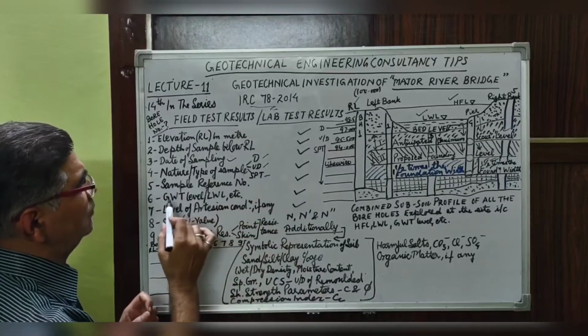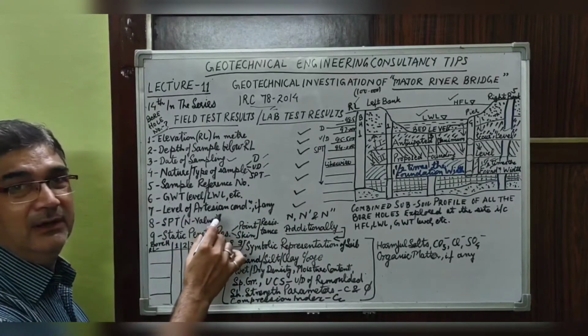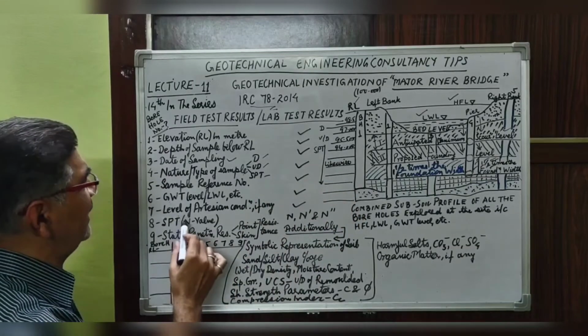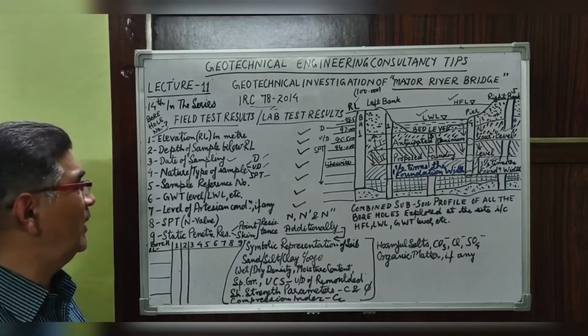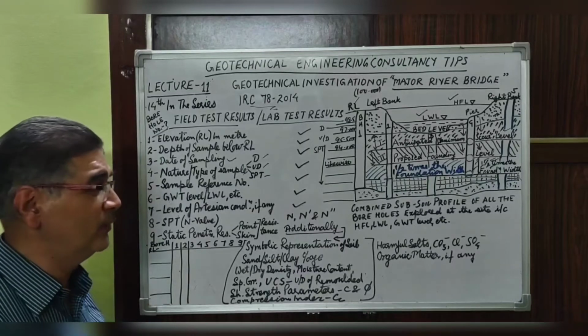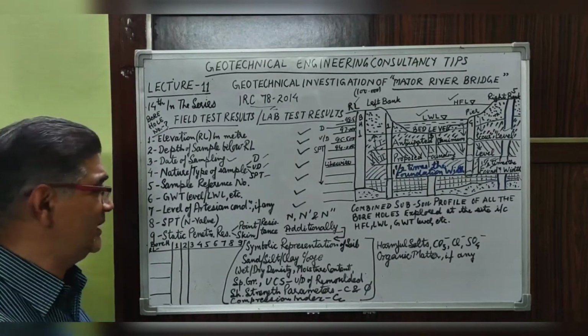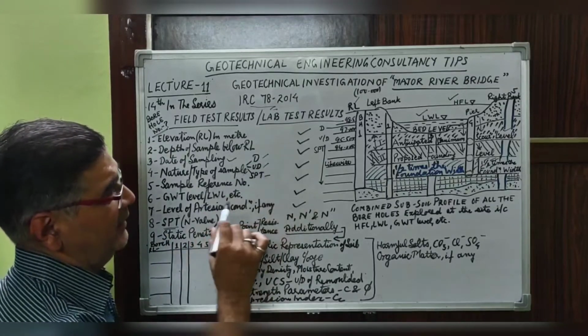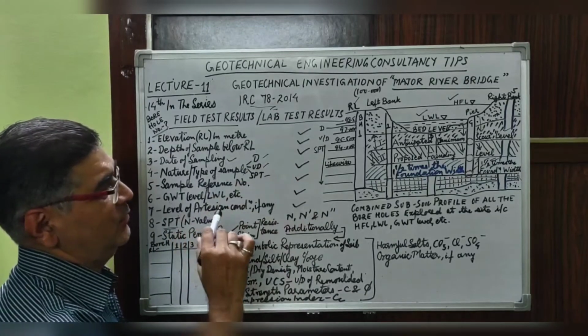Alongside this, we have to mention the groundwater table level as well in these boreholes, and we have to mention the level of artesian conditions, if any, met with at the site. After that, the SPT value, wherever we take the SPT values.